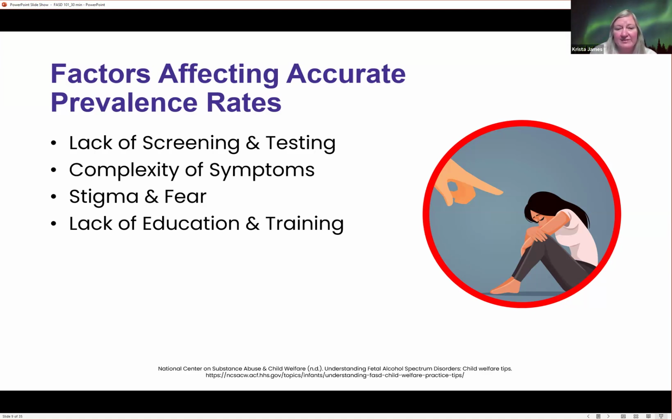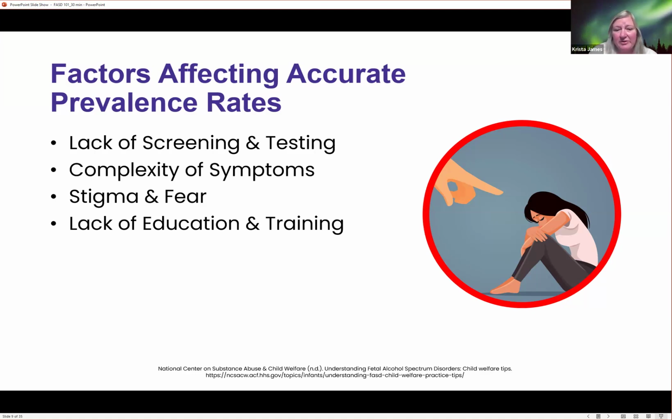So alcohol is not something that's typically detected by routine toxicology panels on newborns because it metabolizes very quickly. And then there are lots of inconsistencies in screening for prenatal alcohol and other substance use among healthcare providers. And there's currently no lab test available specifically for FASD. So we also have with FASD a really complex body of symptoms.